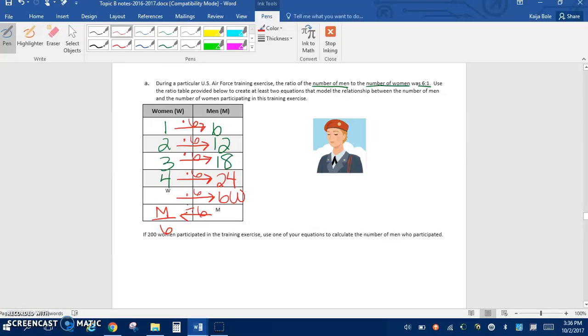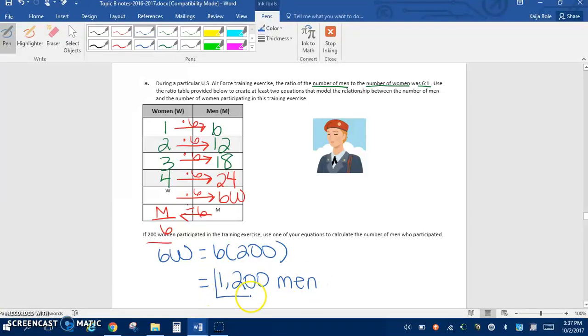Maybe we want to write so we see our equations here. It says if 200 women participated in the training exercise, use one of your equations to calculate the number of men. So we have 6W, right? That's what we found out. And we know how many women we have, so we're going to use this one. 6W, we're going to use 6 times 200 because that's what they told us. And 6 times 200 gives us 1,200, and the label would be men. So there are 1,200 men at this training exercise.